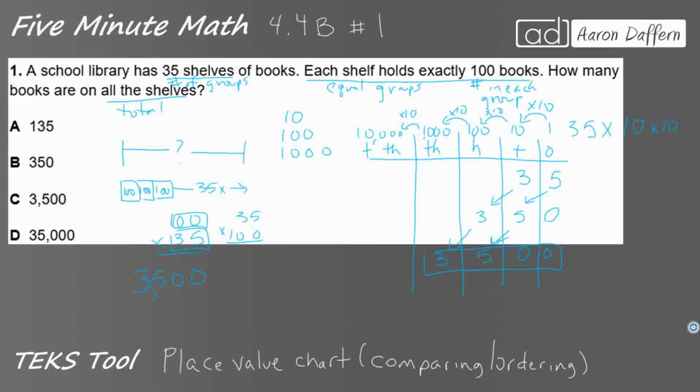3,500. And so that's why we use a place value chart, to recognize that they're just jumps of 10 to the left. Our answer is C.